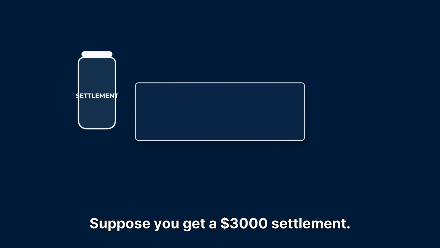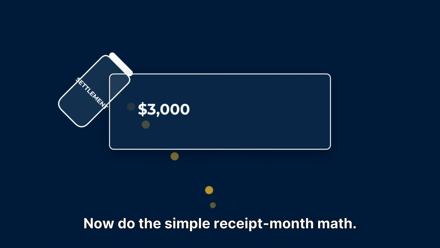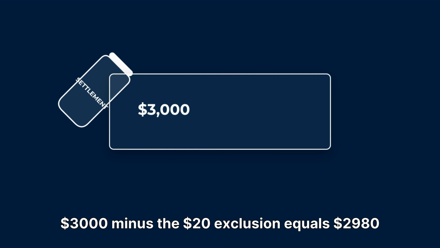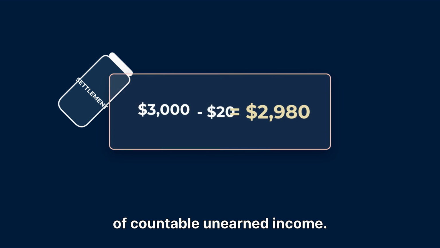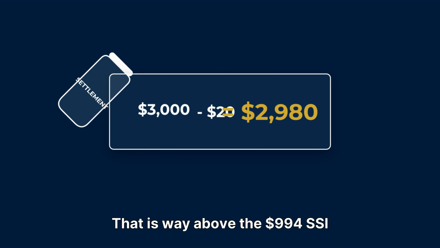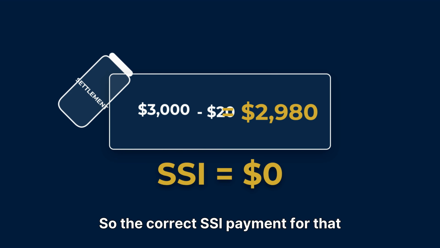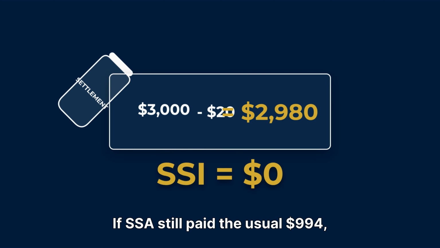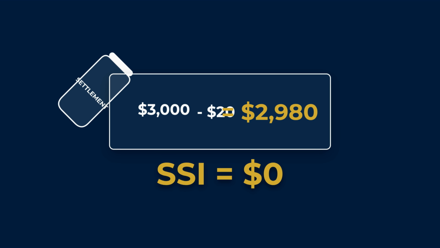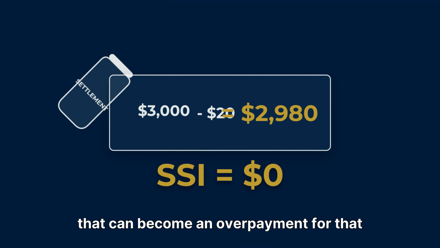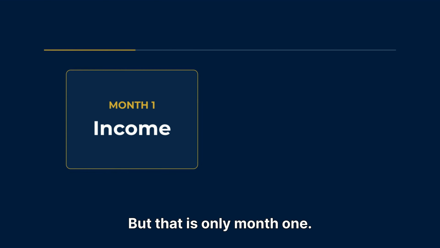Suppose you get a $3,000 settlement. Now do the simple receipt month math. $3,000 minus the $20 exclusion equals $2,980 of countable unearned income. That is way above the $994 SSI maximum. So the correct SSI payment for that month is $0. If SSA still paid the usual $994, that can become an overpayment for that month. But that is only month 1.